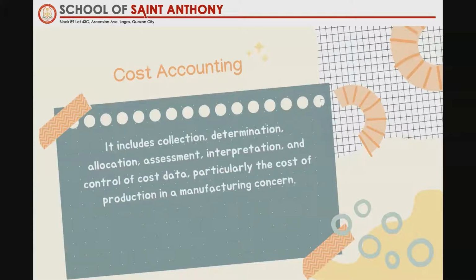Next, cost accounting. If you become a cost accountant someday, your responsibility includes collection, determination, allocation, assessment, interpretation, and control of cost data, particularly the cost of production in a manufacturing concern. So you assist the management when it comes to decisions about the price of their product. You have to know the information about the total manufacturing cost to produce a certain product.